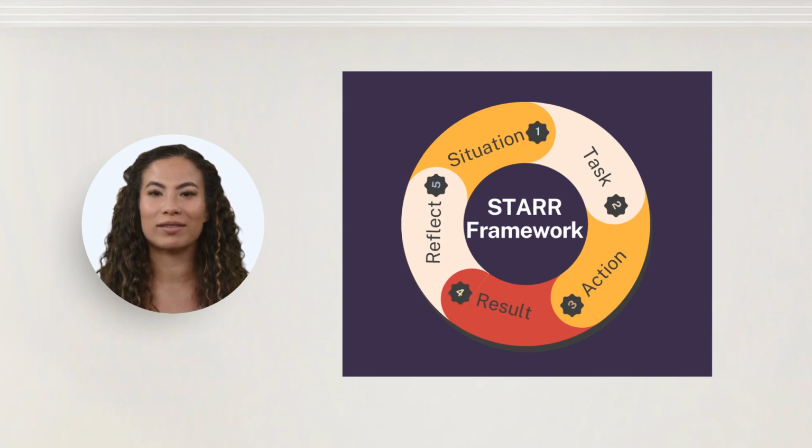T is for task. Here you need to describe what your responsibility was in that situation and what you needed to achieve. For example, using the same situation, your task may have been to plan a maths unit on Best Buy's sequencing lessons across 4 weeks that included opportunities specifically targeted to the students struggling with numeracy.